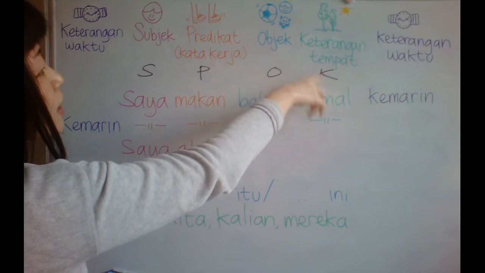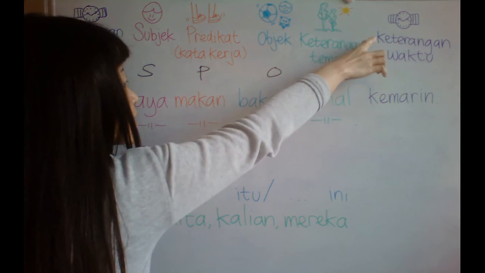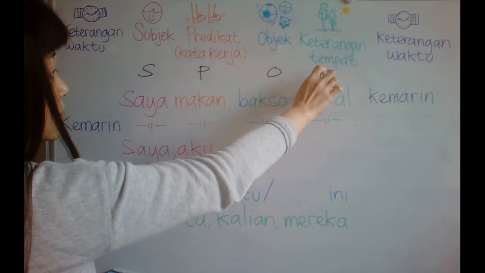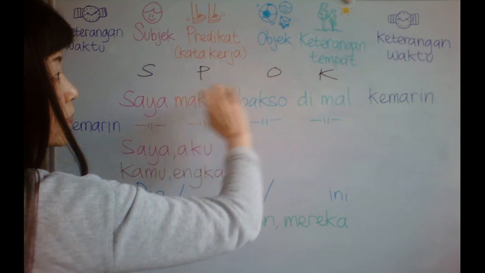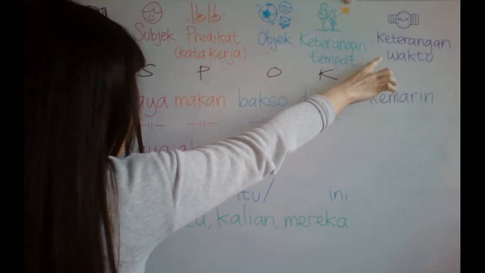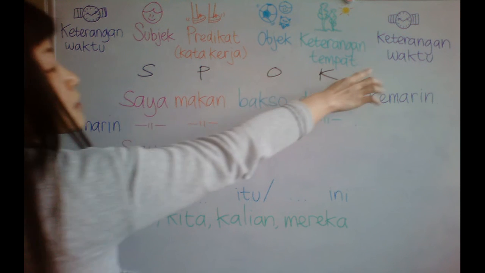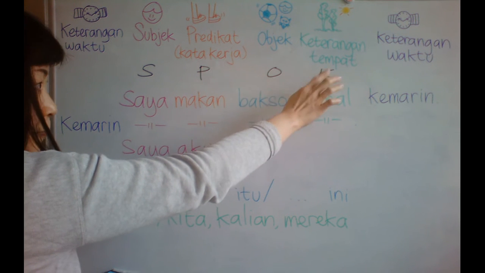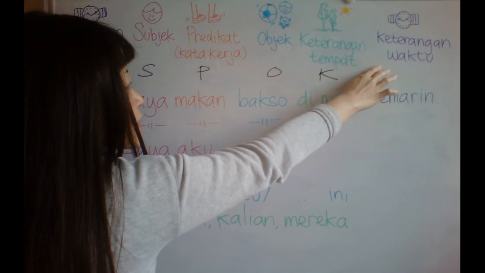And then K is for keterangan tempat or keterangan waktu. Keterangan is adverbia, but let's say it's for the place. Tempat is place. So this is adverbia for place. And this is keterangan waktu. Waktu is time signal. This is place, tempat. This is time signal, waktu. You can put K, keterangan tempat, and then you put keterangan waktu.